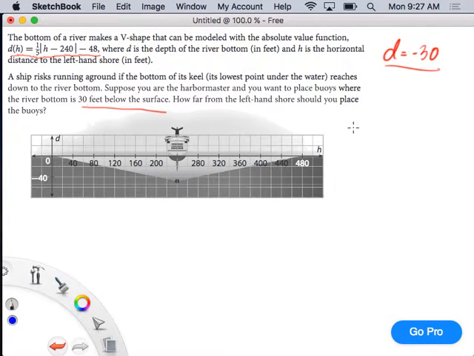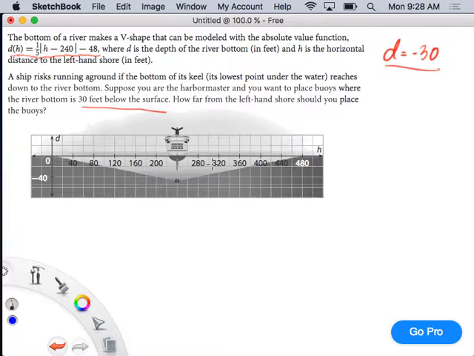So what is it asking me to solve for? Now it's what is it asking for? That's the second question. So we figured out the information given, then what is it asking for? Who can tell me? Someone raise your hand. You can usually tell what a question is asking for because there's a question mark. So which sentence has a question mark? How far from the left-hand shore should you place the buoys?